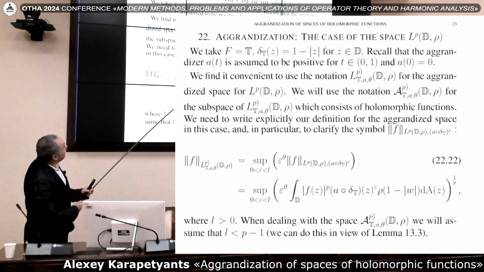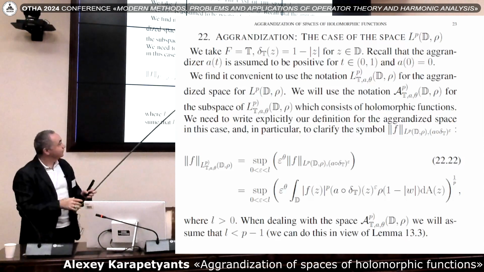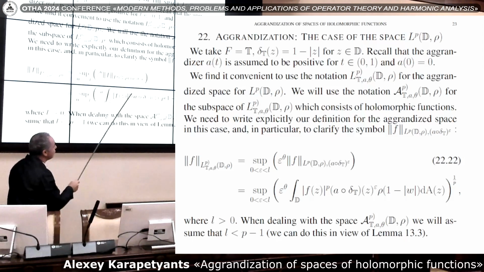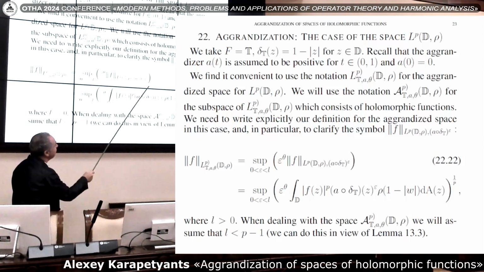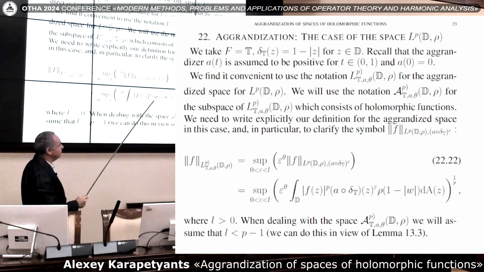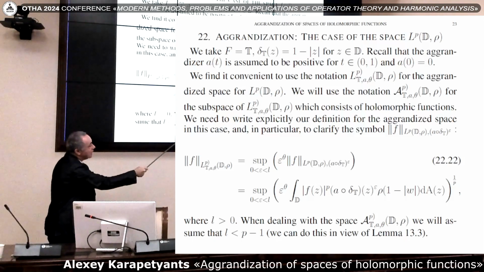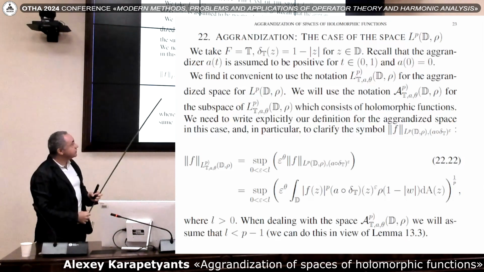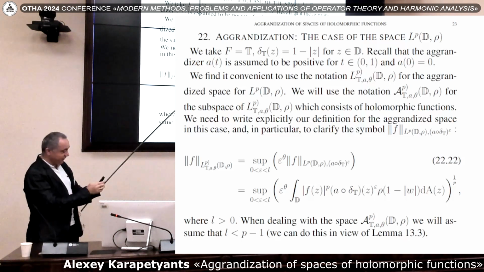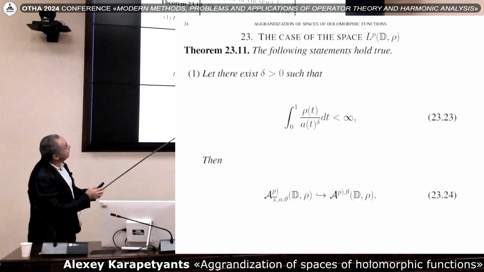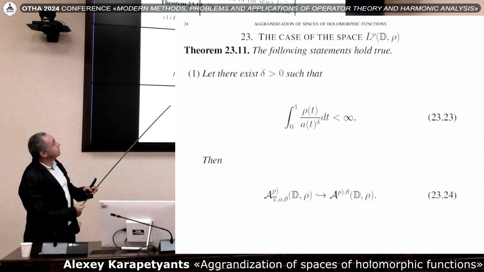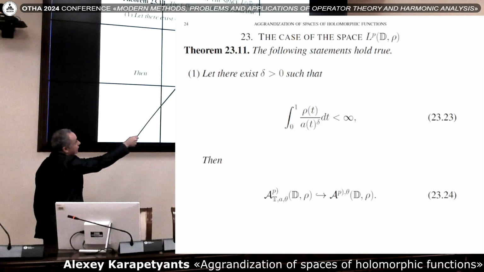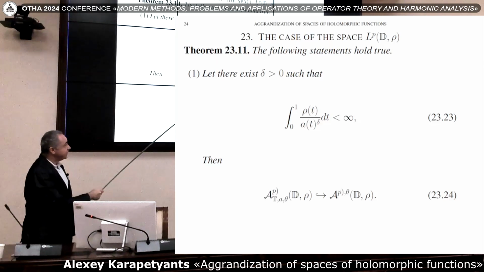Now I will aggrandize in our scheme. So you can see the norm. This is the weight, the initial weight, and this is our aggrandizer here. And of course you have here p instead of p minus epsilon. So this is our aggrandizing construction applied to the case of weighted Lebesgue space. And first result, if we have, for instance, this condition on weight and aggrandizer, then you have this inclusion.